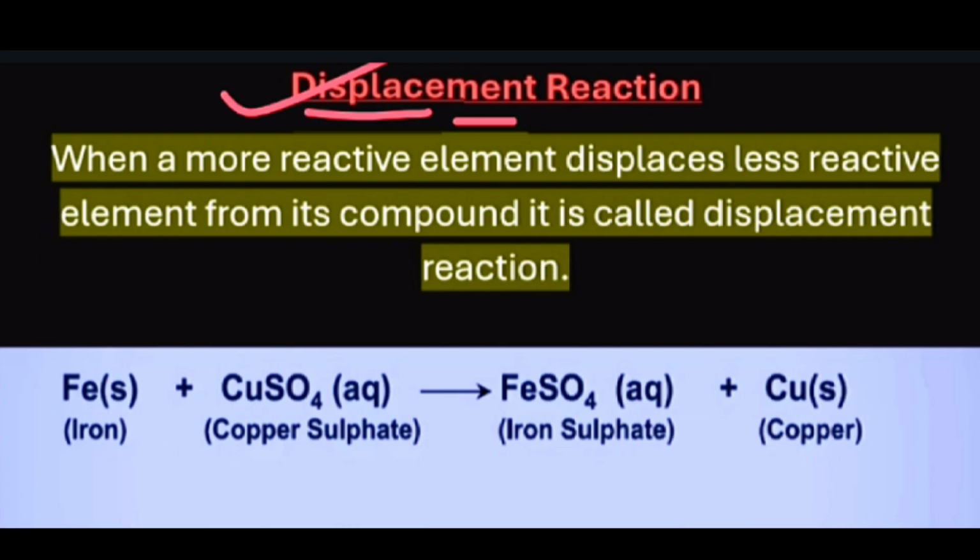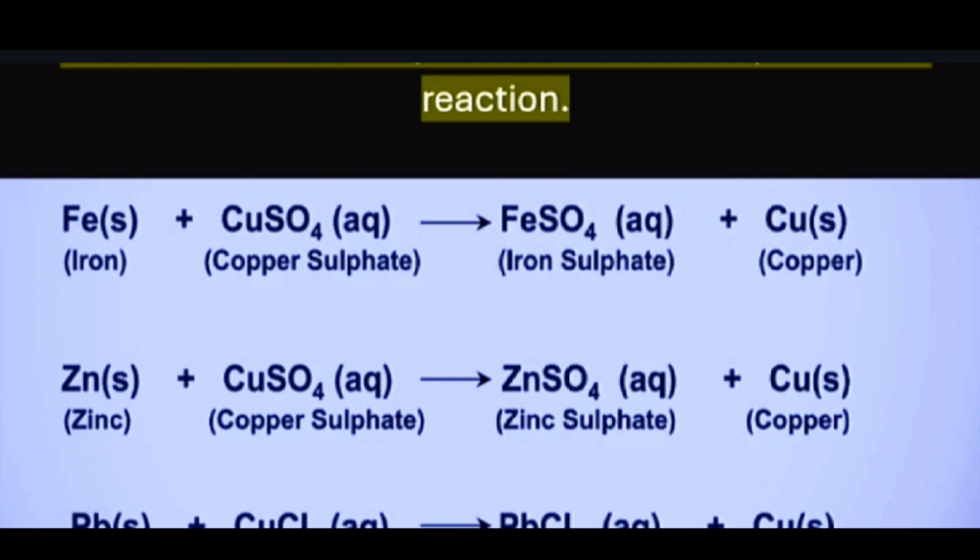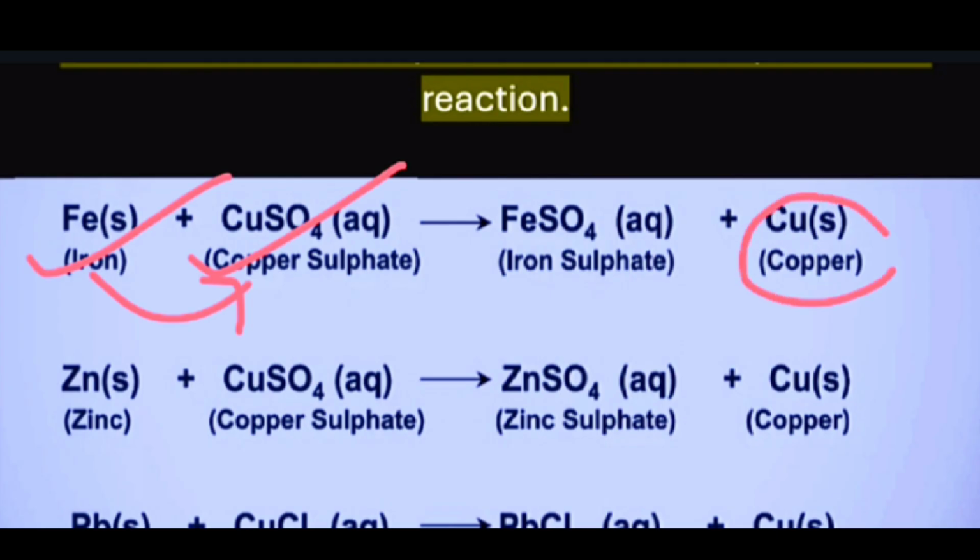For example, here we have iron and here we have copper sulfate. Now this iron takes the position of copper and what will it form then? That is iron sulfate. So copper sulfate becomes iron sulfate and copper is released, right? So iron is taking the place of copper. So that's why it is a displacement reaction.